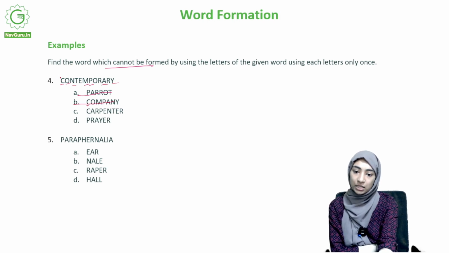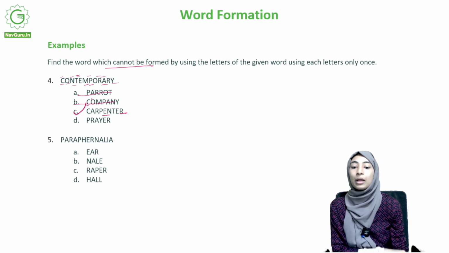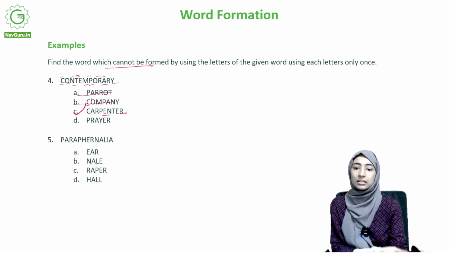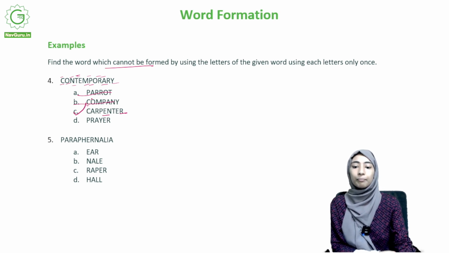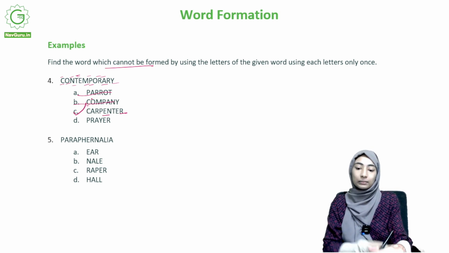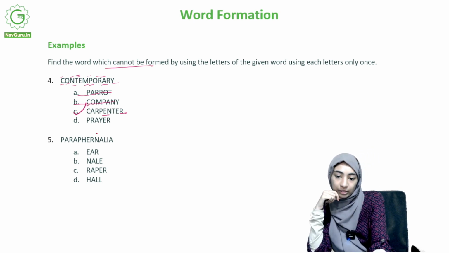Carpenter: you have C, A, R, P, E, N, T. You do not have a second E, right? So carpenter seems to be the right answer, because in carpenter you need two E's, but in contemporary you only have one E. Prayer, can it be? You can just cross-check with prayer. Prayer also works, because there is a P, an R, an A, a Y, an E, and two R's. So that's not an issue. So it's carpenter.